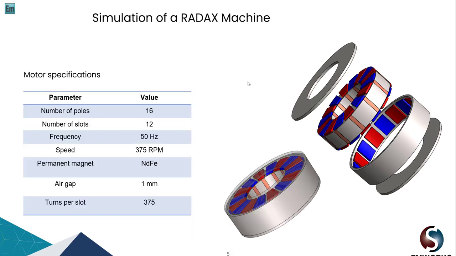All right, so to do this, we did the simulation of a RADAX machine, as you can see, with 6 poles, 12 slots, 50 hertz frequency, speed 375 RPM, not very high speed, permanent magnet neodymium iron boron, an air gap of 1 millimeter, and 375 turns per slot.